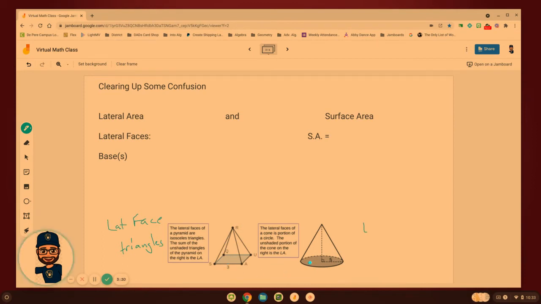Okay, the base is whatever shape the bottom is. A cone is a part, right? The lateral face here is a part of a circle. Yesterday, we were dealing with lots of cylinders and prisms. Okay, and if I were to draw a triangular prism, there's my triangular prism. The front and the back are triangles, but the lateral faces in all prisms are the rectangles.